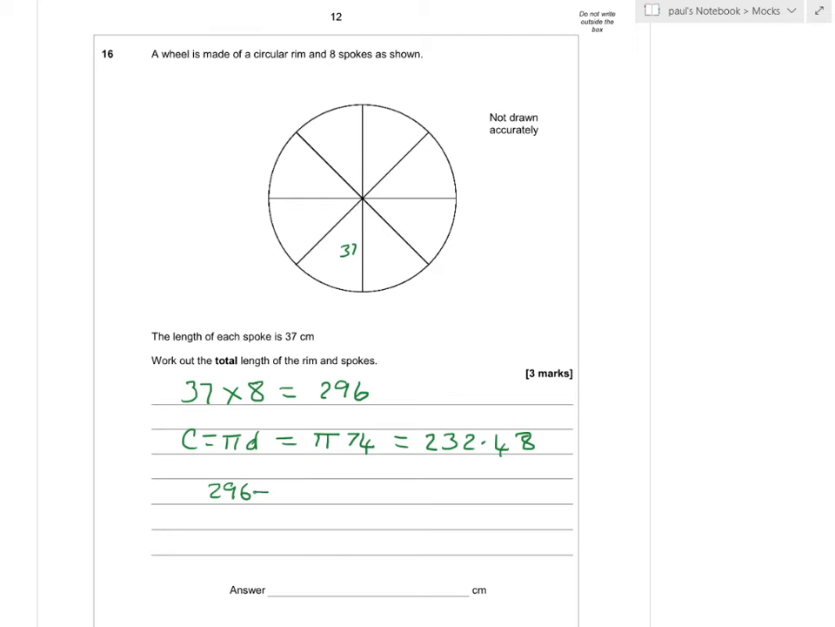So 296 plus 232.48. So 232.48 plus 296. 528. 528. Five two eight. 528.48. I plot in the calculator. There. Right.